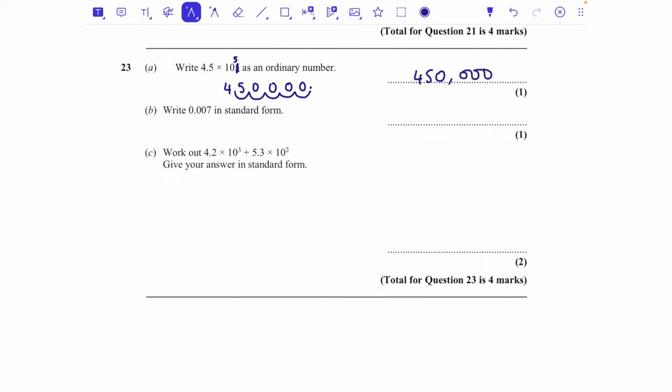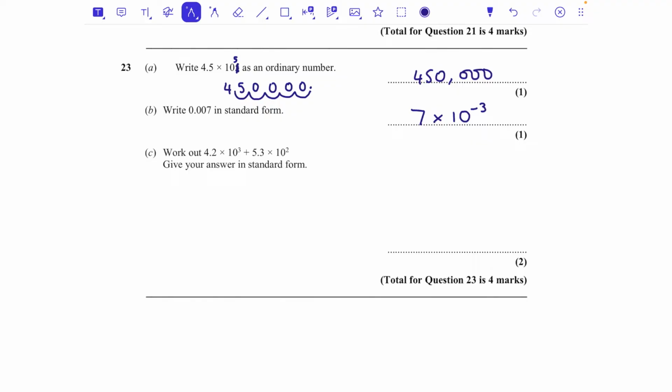Then we have to write 0.007 in standard form. Now it's going to be 7, because we need the first part of our answer to be between 1 and 10. 7 times 10 to the power of... now if we've divided by 10, divided by 10, divided by 10, which we have here, we started with the 7 in the ones column, 1, 2, 3 over, so it's going to be 7 times 10 to the minus 3, because we've divided by 10, divided by 10, divided by 10.